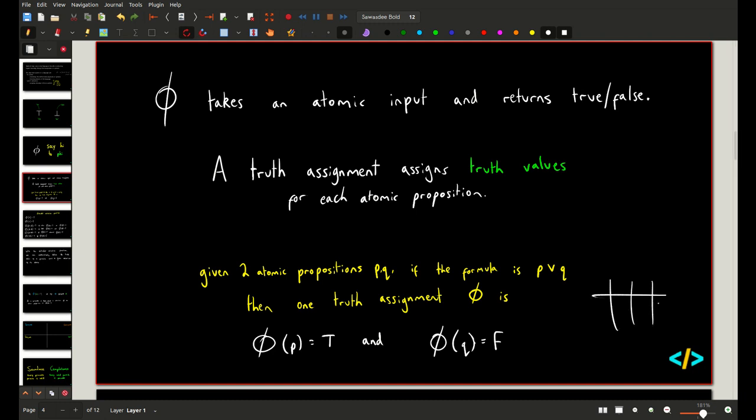If we had a truth table with P, Q, and then P or Q, the rows could be 0, 0, 0, 1, 1, 0, 1, 1. I mean, these would actually be T and F, but these are the truth assignments. It's this column here that says what the possible combinations of values are for P and Q. So all phi is, is a way of evaluating an atomic input, and it returns T or F, representing true and false.